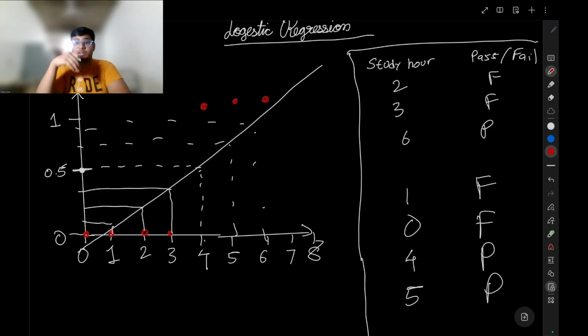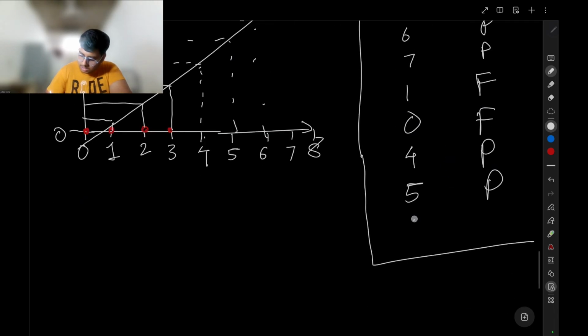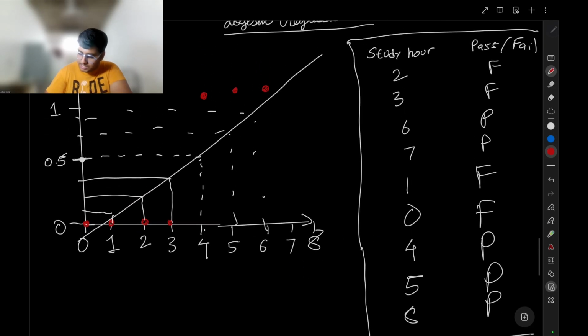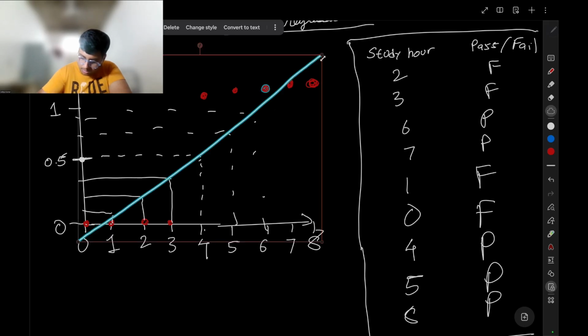But what if in this graph we draw some outliers that we have drawn previously? For example, the data points 7, pass, 8, pass. Then what will happen to our best fit line? There will be some more points, and our best fit line will have a different curvature.